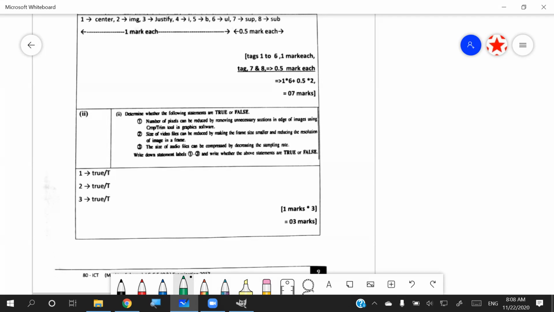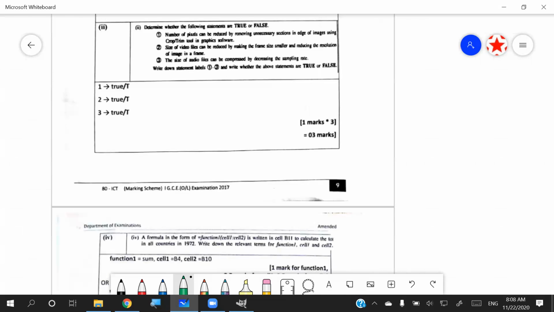And the third one, it says the size of an audio file can be compressed by decreasing the sample rate. Yes, yes, that can be taken as true as well. Right, so all are true. So if you got all 3 correct, 3 marks are given. So calculate how many out of 10.